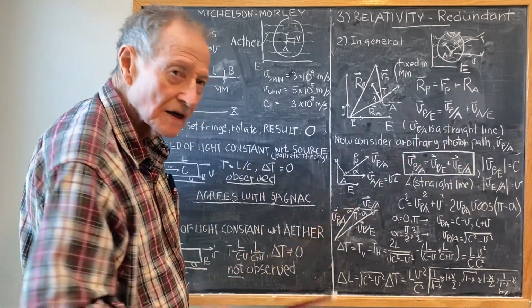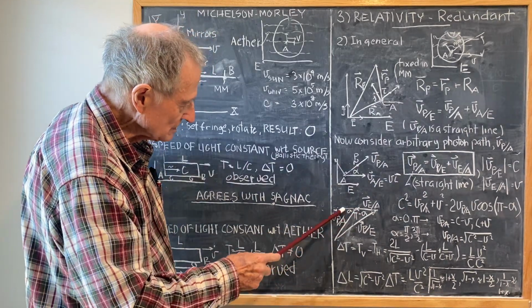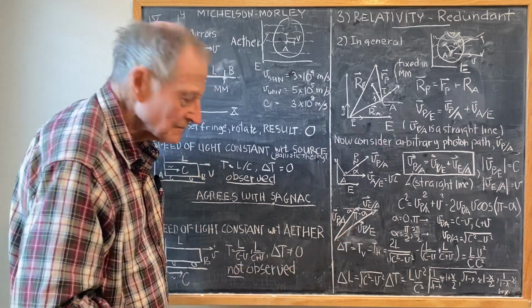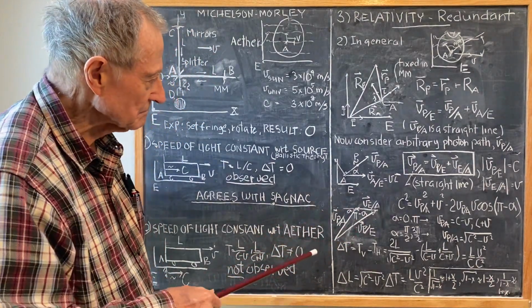The three form a closed vector diagram. This angle is alpha, this angle is pi minus alpha. And now, basically, the theory is finished. There's just algebra to do.